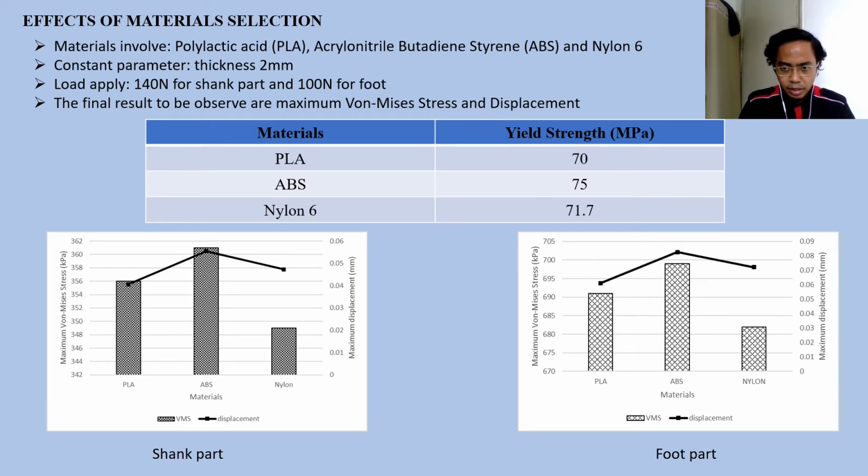The same result can be seen here at the foot part, where the ABS has the highest bending stress, followed by PLA and nylon 6. However, for displacements, ABS also has the highest, followed by nylon and PLA. It's the same as the shank part: the bending stress is acceptable, and all three materials can be used to fabricate the AFO. But the easiest to use might be the PLA.